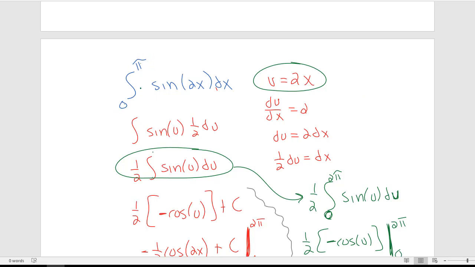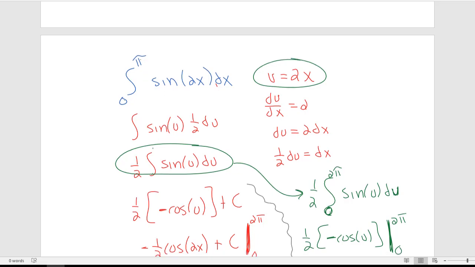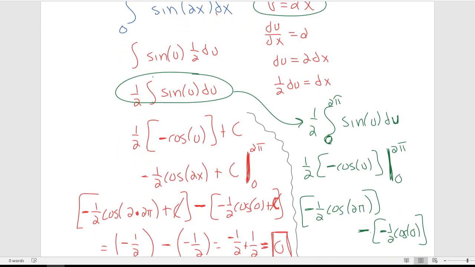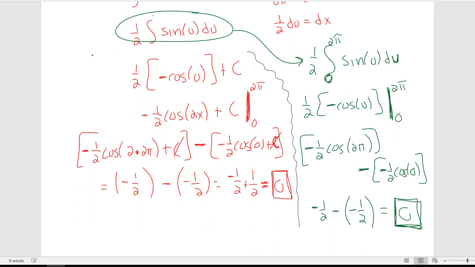My original x limits of integration were 0 to pi. And I think I must have been looking ahead. Let me fix this. Let me take out my eraser. And this would be 0 to pi. Those were my x limits of integration, 0 to pi. So what does that change?